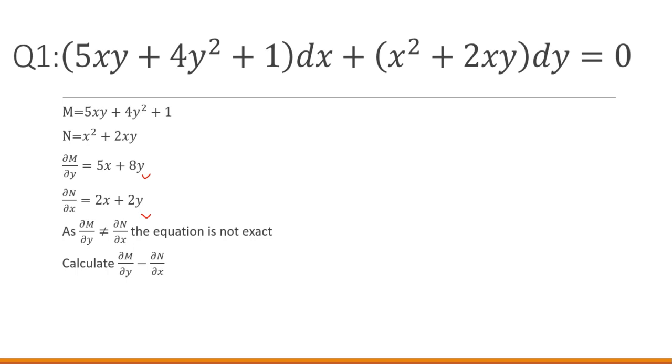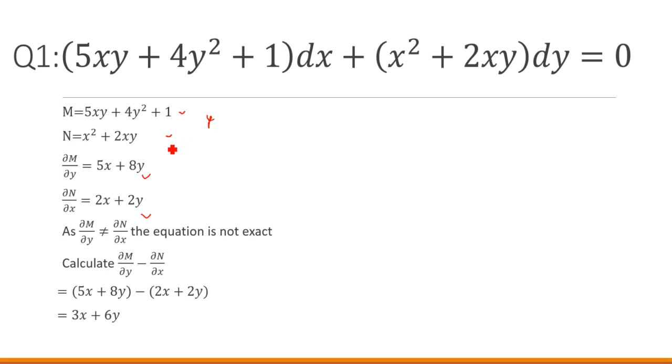And now we calculate del M by del y minus del N by del x, which is the first step after checking whether it's exact or not. Then it comes out to be 3x + 6y. Now we have to divide it either by M or N. It is clearly visible that if we divide it by M, we are not going to get an equation containing variable y only.